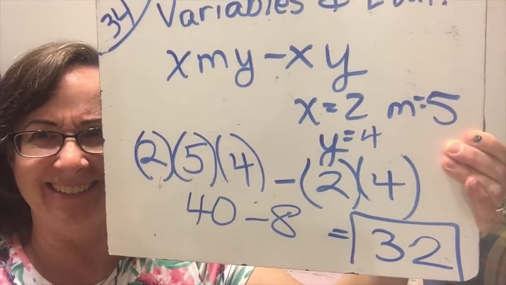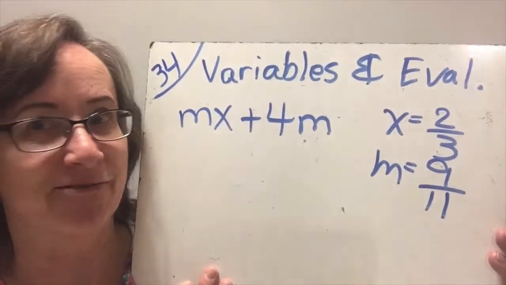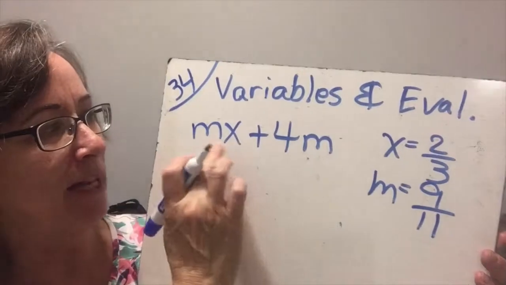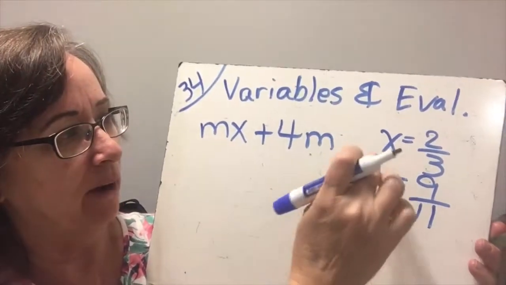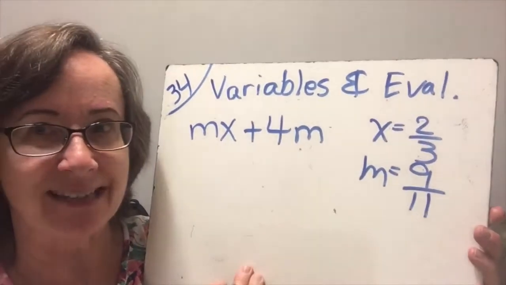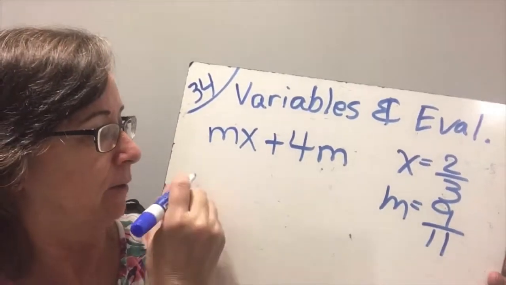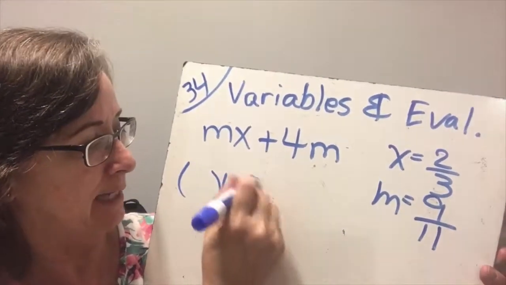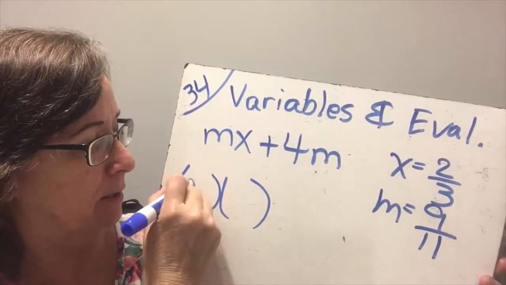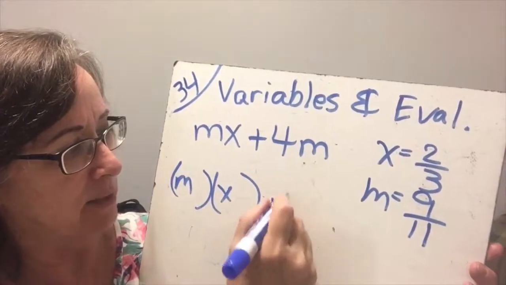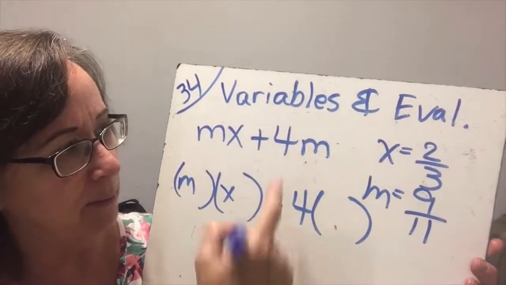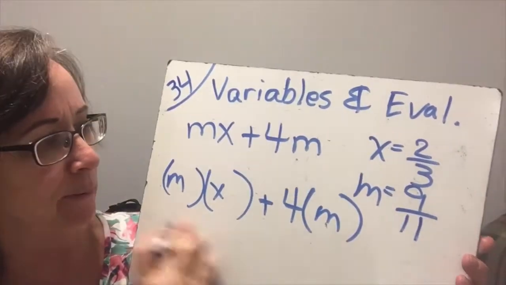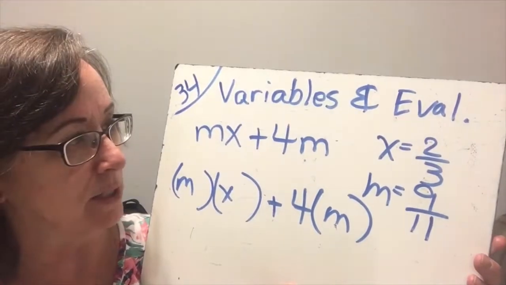Aren't those fun? This one's lots of fun because we have fractions. Okay, so we have mx plus 4m, where x is 2/3 and m is 9 over 11. So we're going to have parentheses, m and x multiplied together, plus 4 times m. So now we've kind of got our skeleton of what's going on.